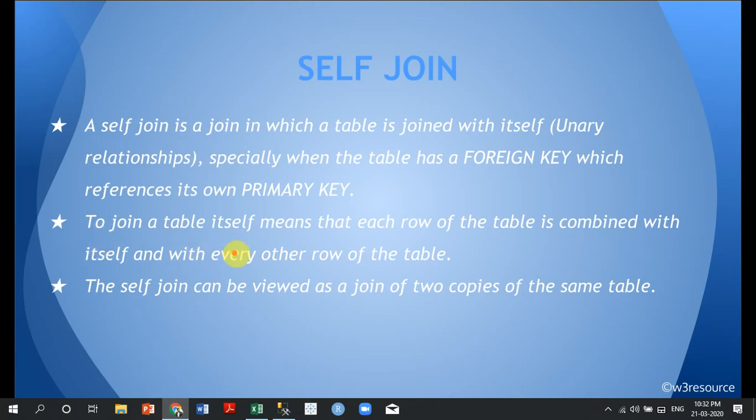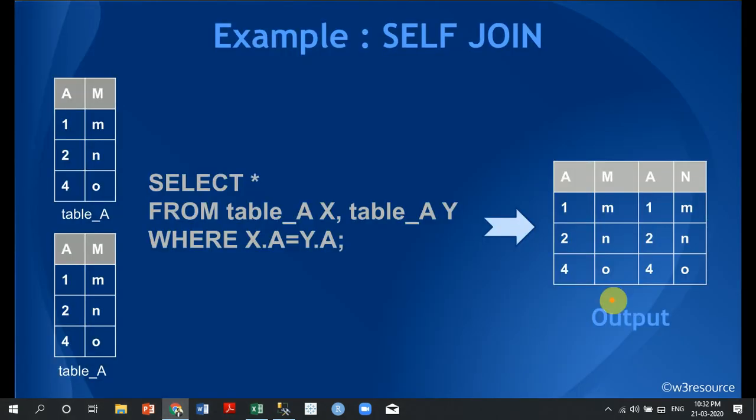To join a table with itself means that each row of the table is combined with itself and with every other row of the table. The self join can be viewed as a join of two copies of the same table. For example, there is a table, and once it gets joined with itself on the basis of a where clause, the result will come like this. Okay, so let's do self join.